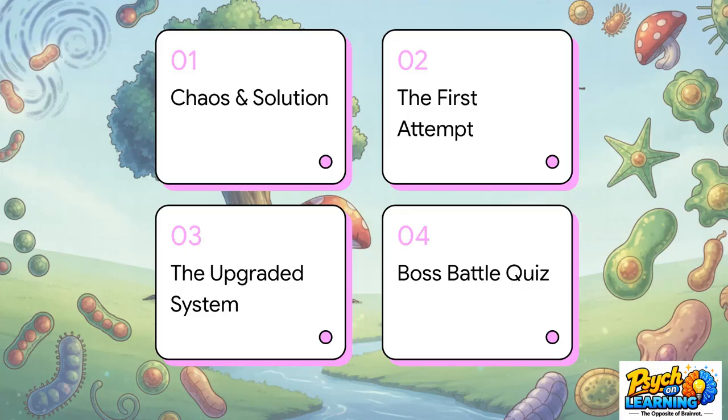Before we jump in, here's our quest map for today. First, we'll look at the chaos of the natural world and find the solution. Next up, we'll check out the very first attempt to organize the world, along with some sneaky rule breakers. Then, the upgraded system, and finally, a summary and a boss battle quiz.